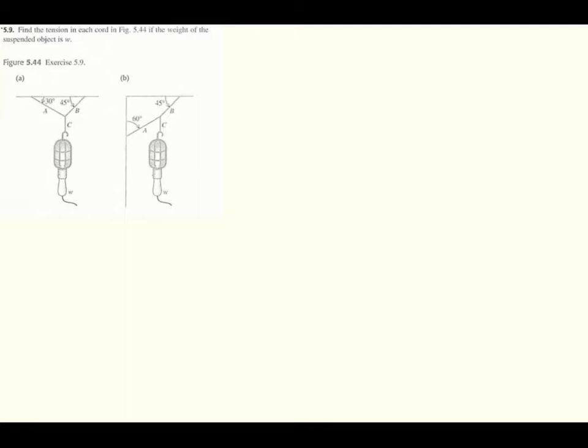Part B is a similar kind of problem. You can see we have the same kind of angles. We have a 45-degree here. But you can already see the problem. This one is actually lower.